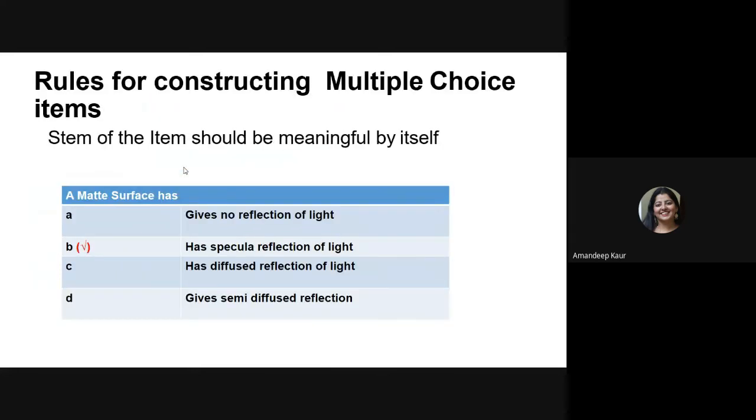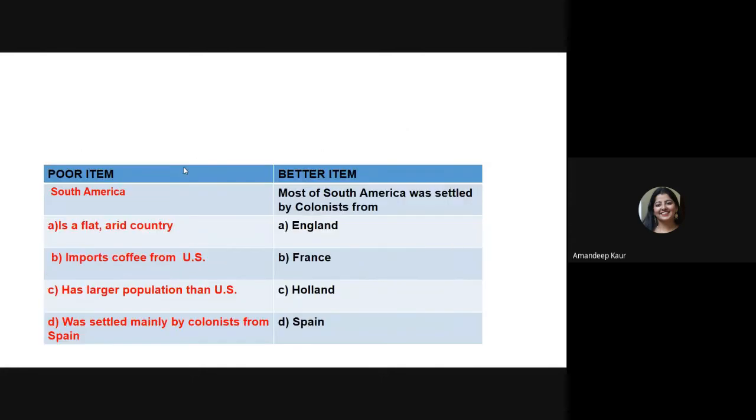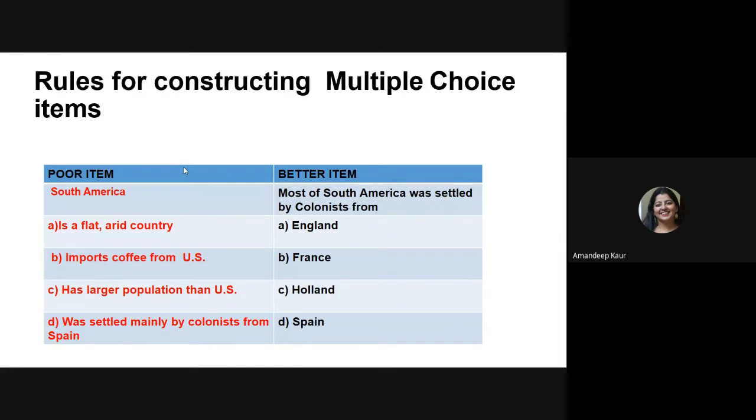So, certain rules for writing the test item: the stem of the item should be meaningful by itself. For example, a matte surface gives no reflection of light, has specular reflection of light, has diffused reflection of light, gives semi-diffused reflection of light. So this particular statement is not a better item.